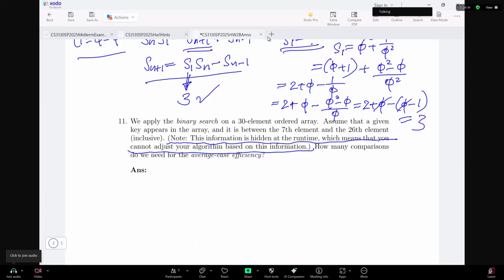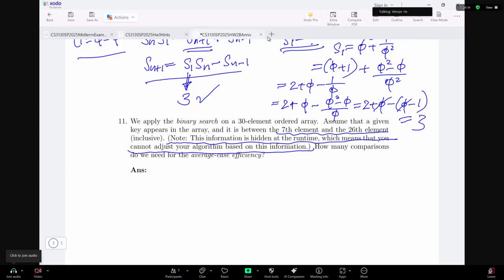So we have a 30-element ordered array, and the information we are given is that the search key is between these two elements, inclusive. But this information is hidden. In my parentheses, I said this because at runtime, if you complete processing this array and do statistics, you can see the result. That's the fact after we complete processing.